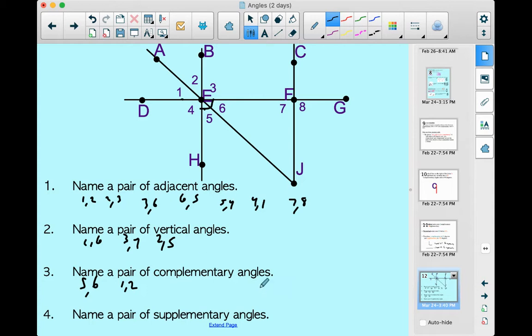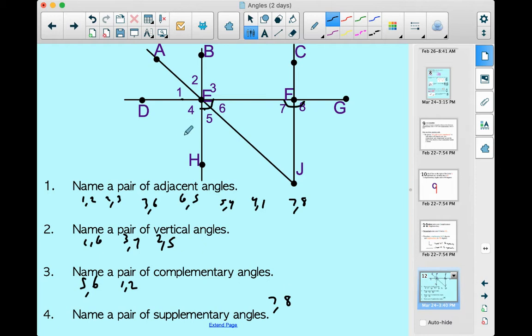All right. For supplementary angles, we got a few options for that as well. Again, supplementary is going to add up to 180 degrees or a straight line. Anytime you see this, where you got a straight line that's just cut into 2 pieces, you know those are supplementary. So 7 and 8 is an option.